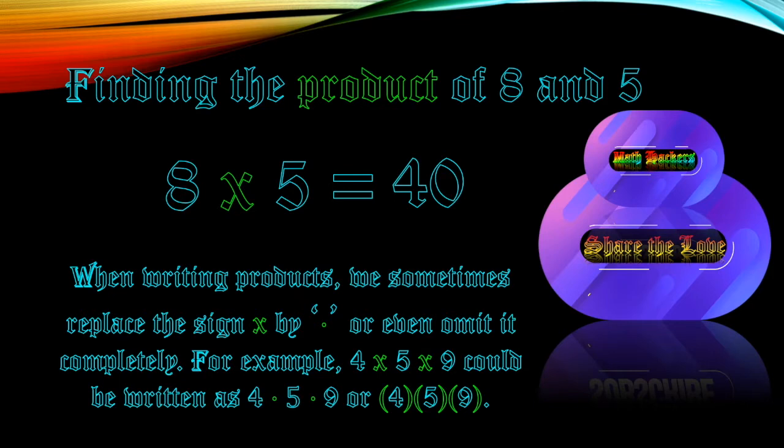When writing products, we sometimes replace the sign times by a dot or even omit it completely. This is just a visual representation of multiplication, as you can see for yourselves. For example, 4 times 5 times 9 could be written as 4.5.9, or simply just insert brackets as shown on the screen. Easy does it, right?